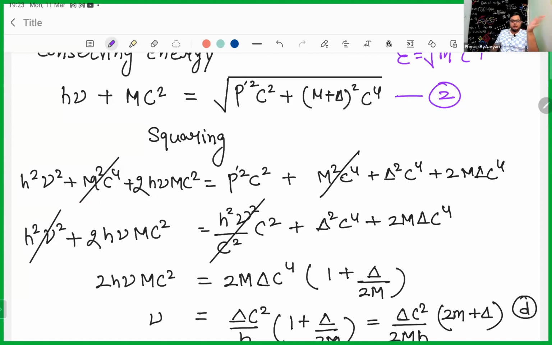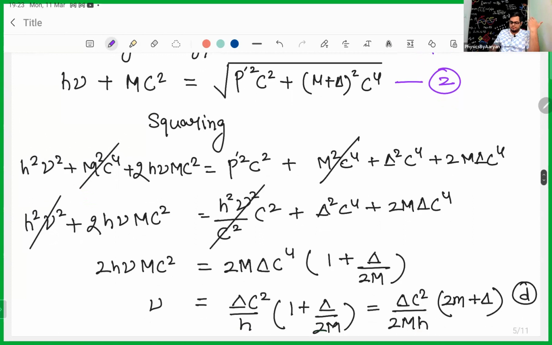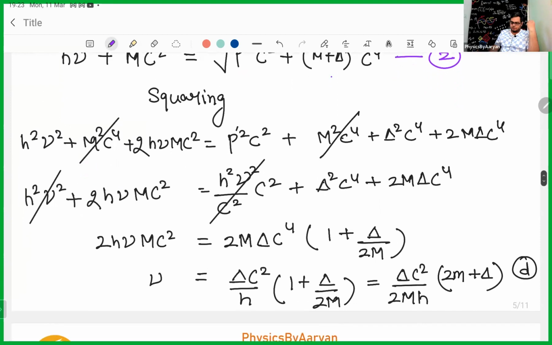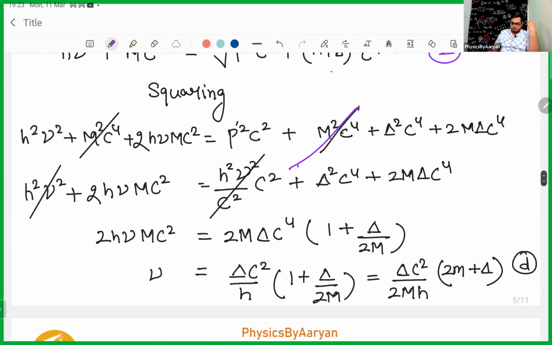And on this side, the under root will go away. So I will just get p dash square into c square. Then I will open up this square, so I get m square into c^4 plus delta square into c^4 and then 2m delta c^4. That's it, right? Then I will simply cancel the terms. This term and this term will cancel each other out.